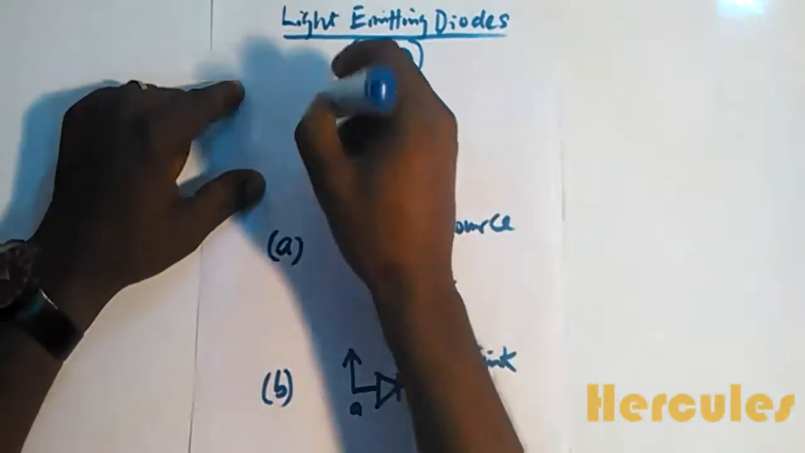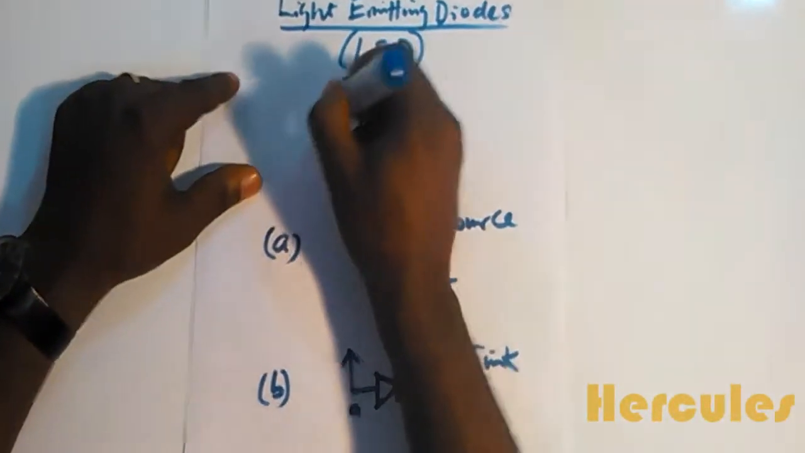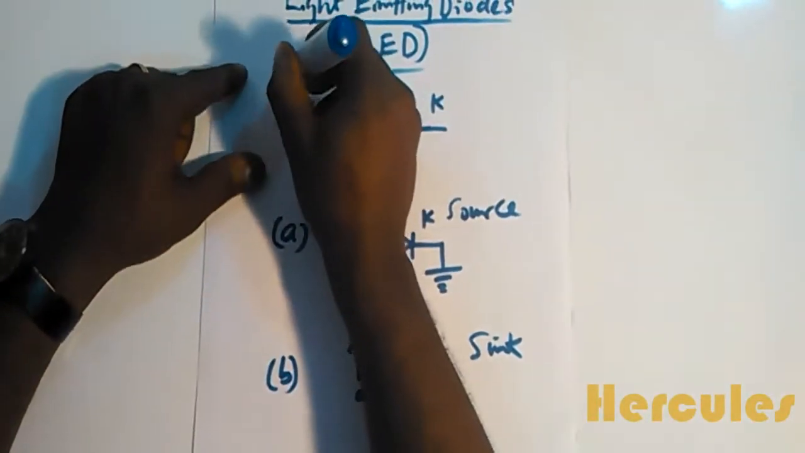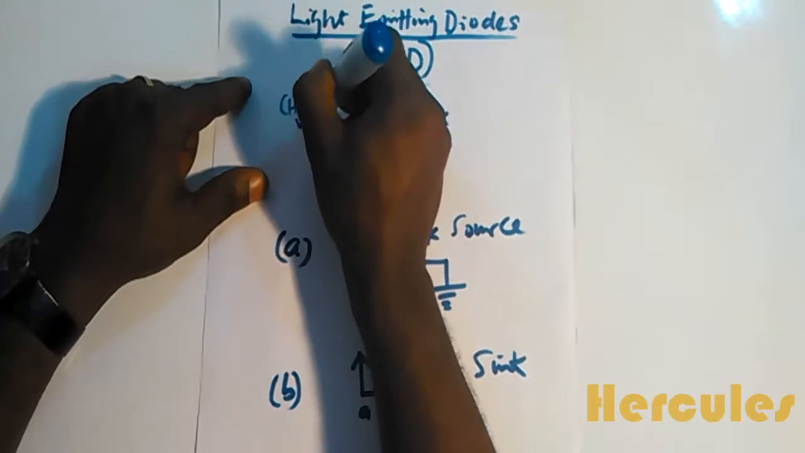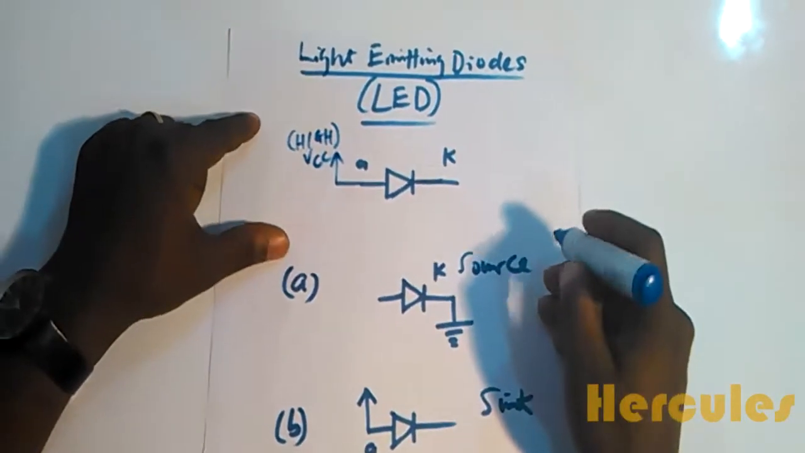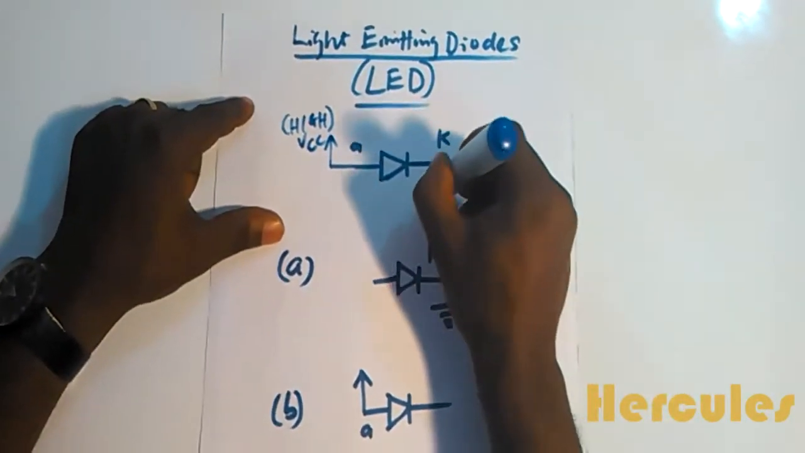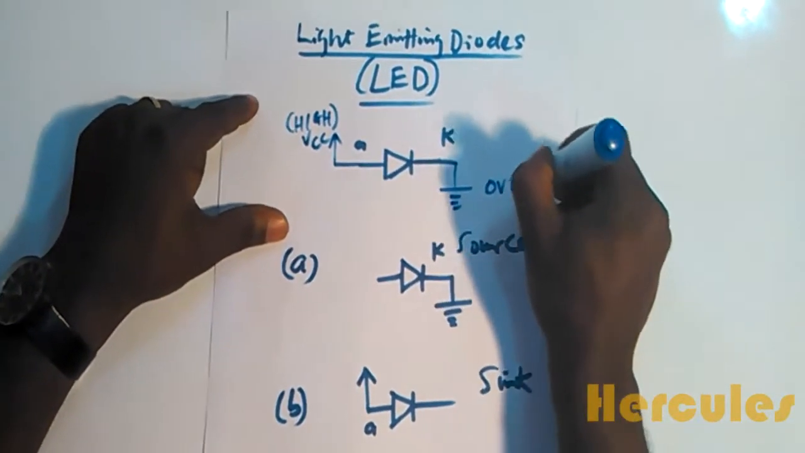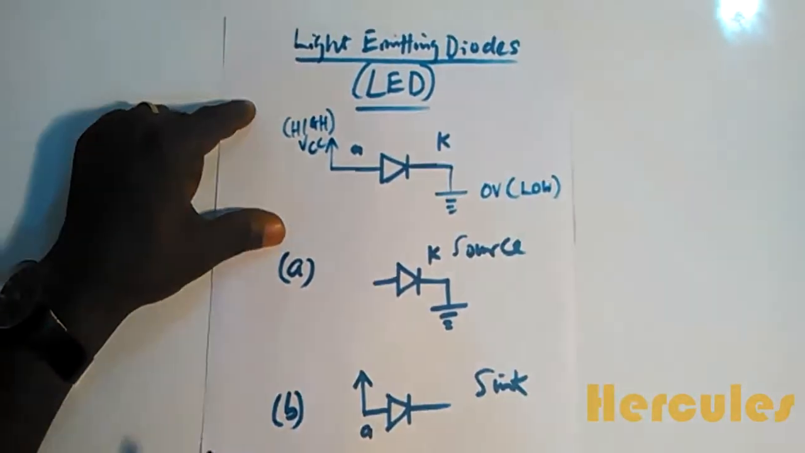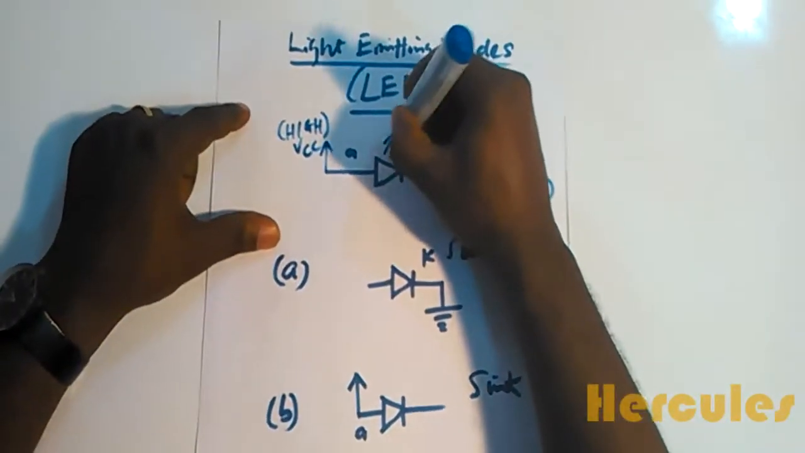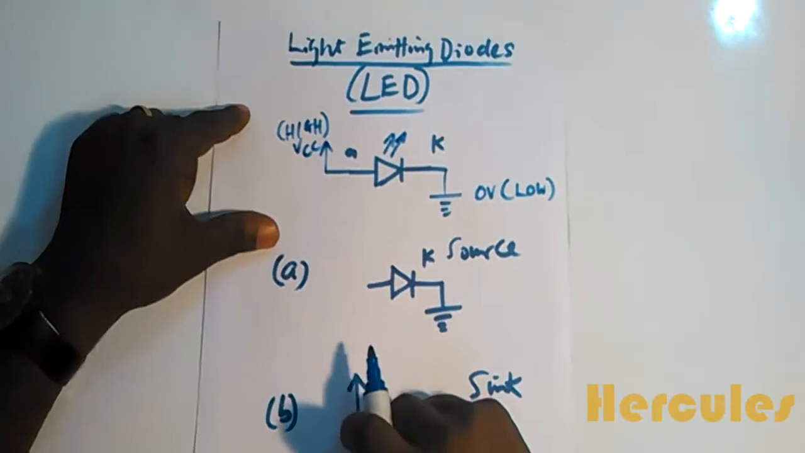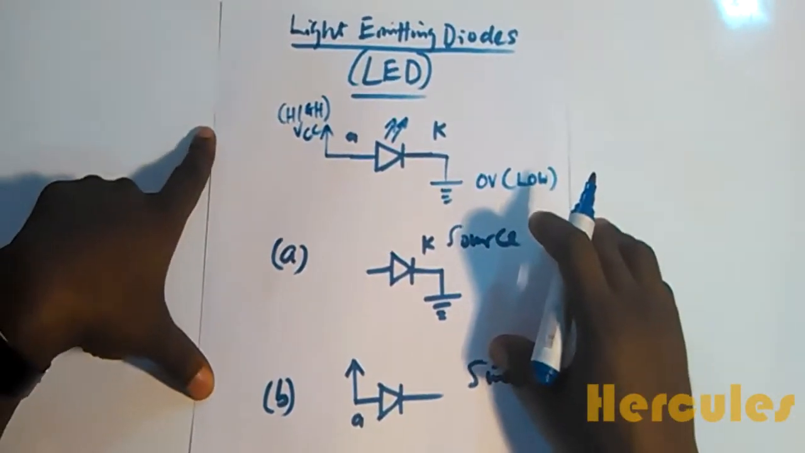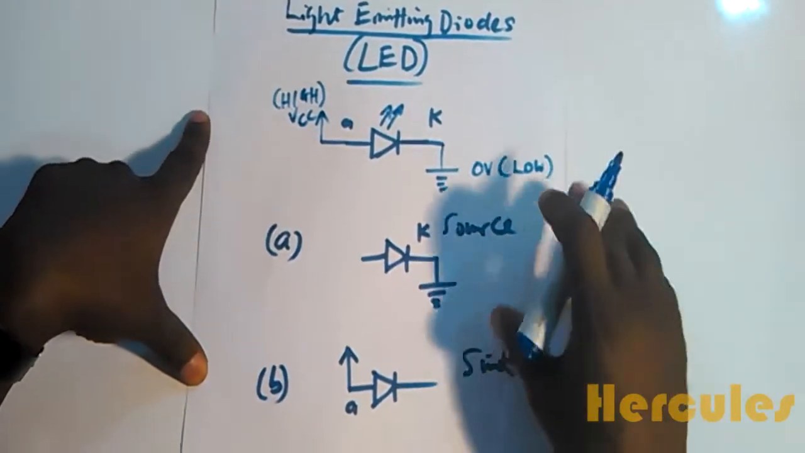And for your LED to come on, what you need is a high, a VCC, or what is called high. Okay, and you need a low or 0 volts for your LED to light up. That's very simple. That's all it takes for your LED to come on.